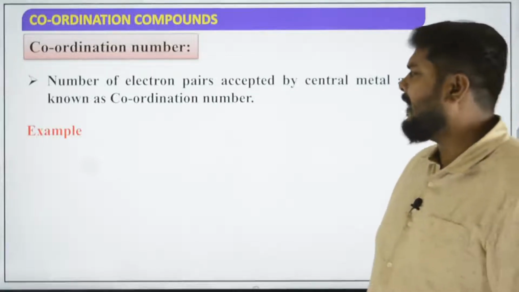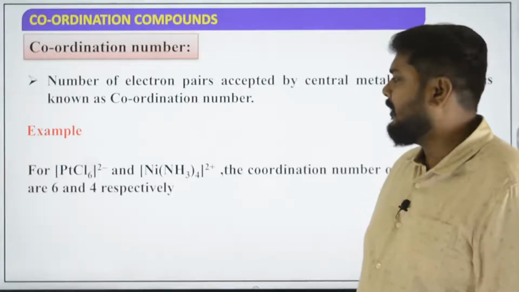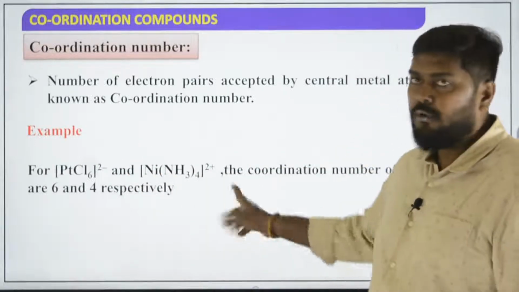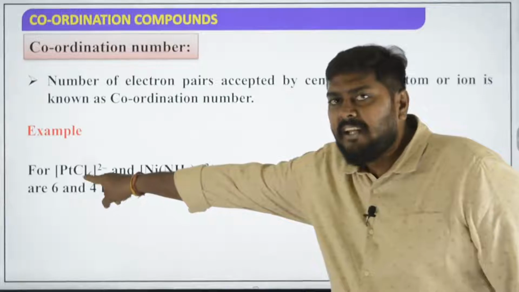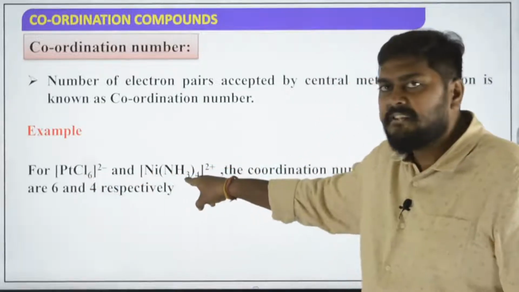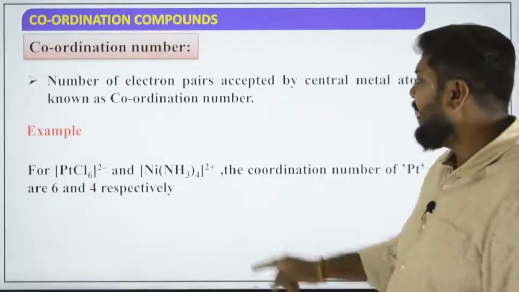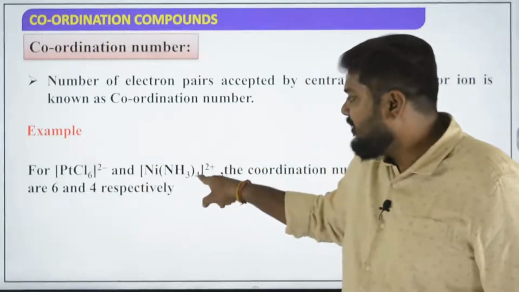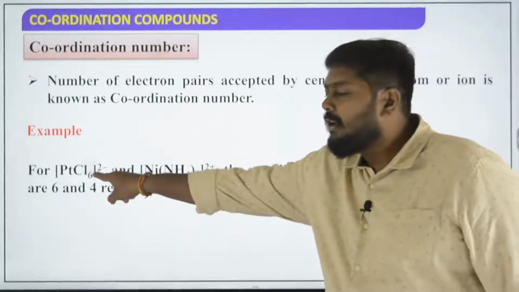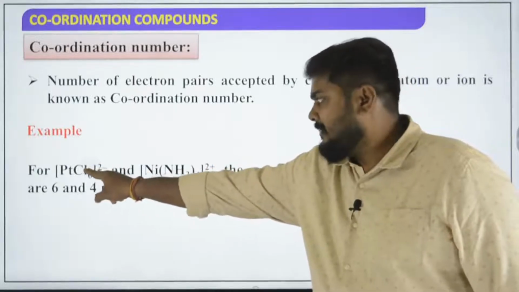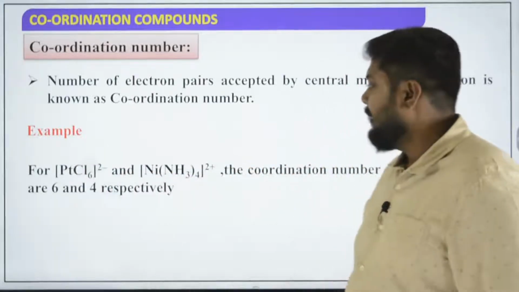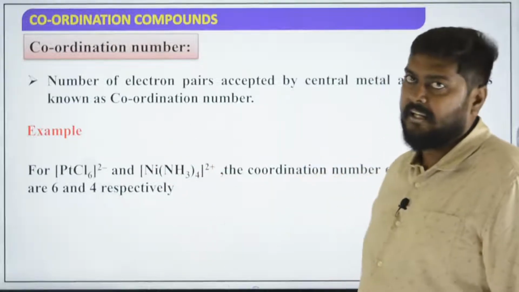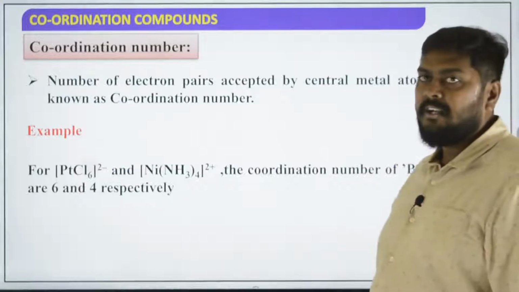For example, I have taken two things, right? நான் ரெண்டு காம்ப்ளெக்ஸ் எடுத்திருக்கேன். ஒன்னு PtCl6 2- and Ni(NH3)4 2+. In this, Cl is going to be the ligand and here NH3 is going to be the ligand, right? The coordination number of this complex will be 6, and the coordination number of this complex will be 4, because chlorine is going to donate 6 pairs of electrons towards platinum and in this, amine is going to donate 4 pairs of electrons to nickel, right? So these are the coordination numbers.